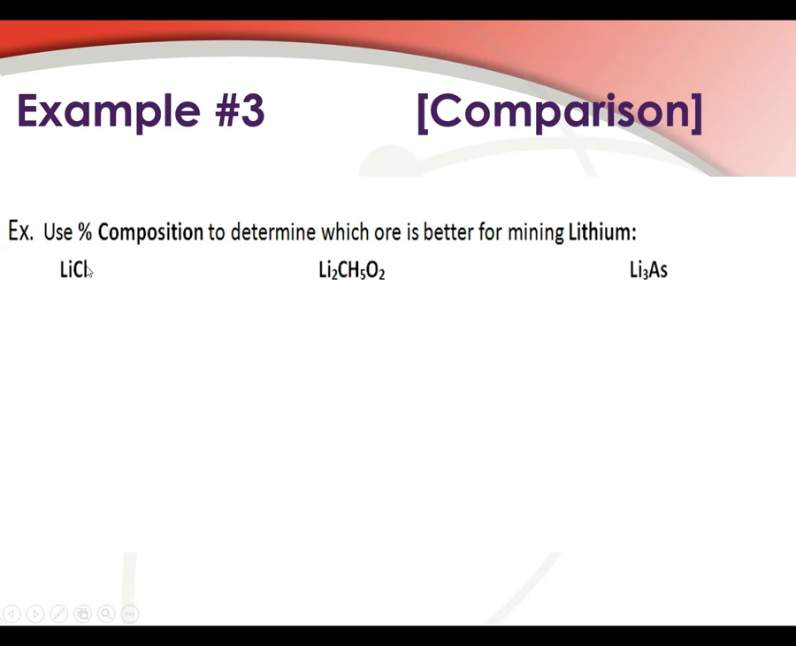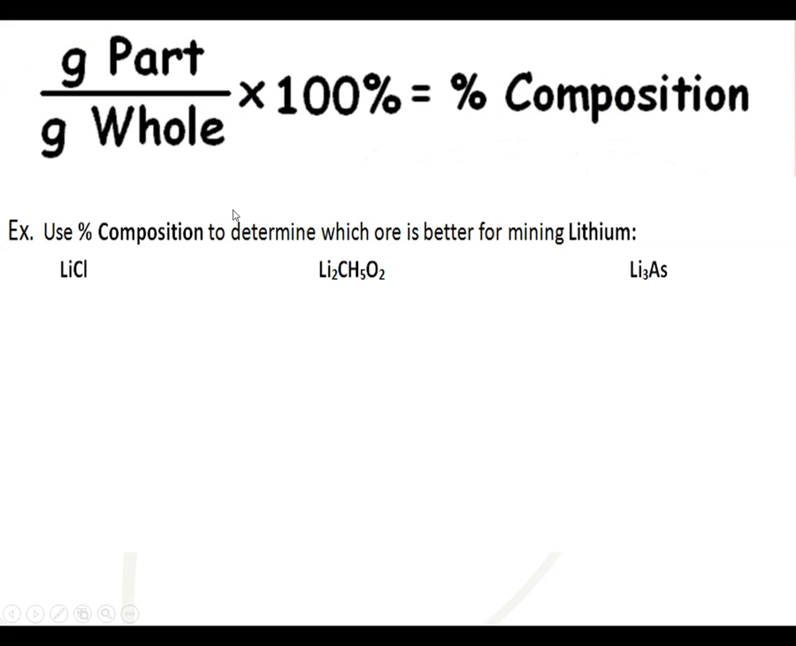In this case, we've got 3 different compounds of lithium, and we want to know which one's the best for mining lithium. So we're still going to use our equation here, but instead of finding the pieces for each of these, all we care about is lithium. So the focus is going to be on lithium. And if I check my periodic table, I find that lithium by itself weighs 6.94. And as you see here, I've got my 1 lithium here, so that's 6.94. And I've got my chlorine over there, which is 35.45.